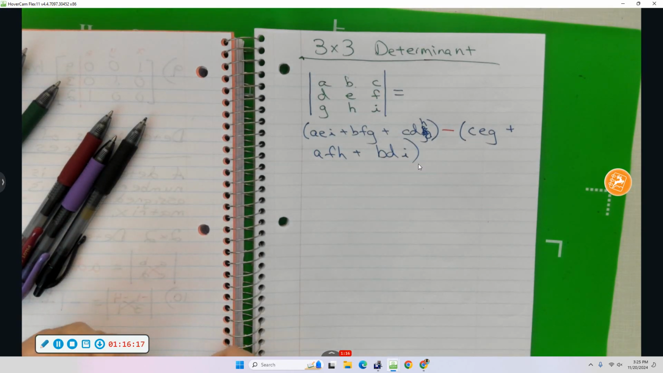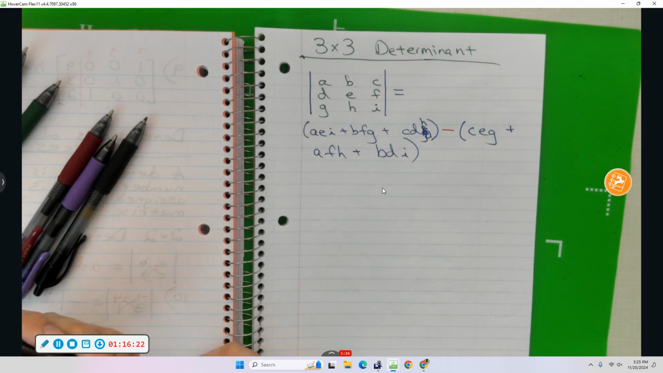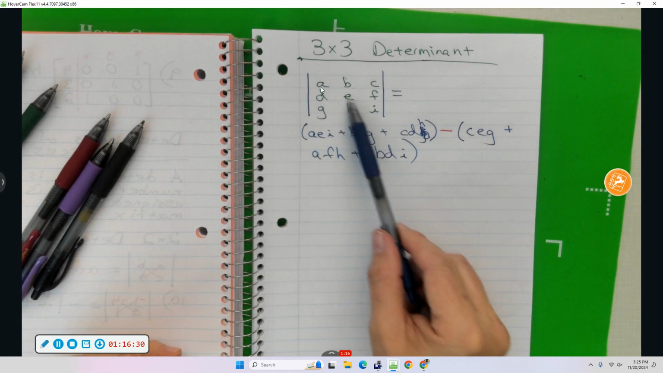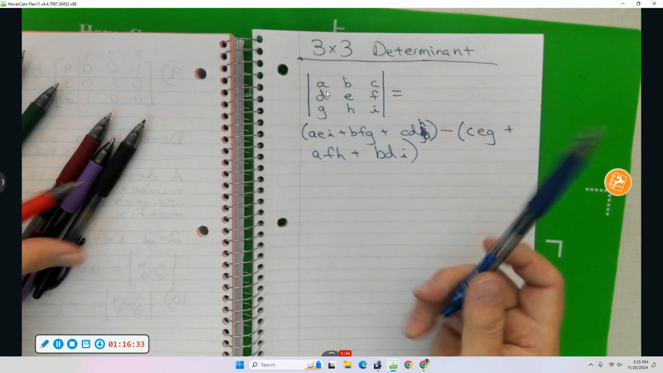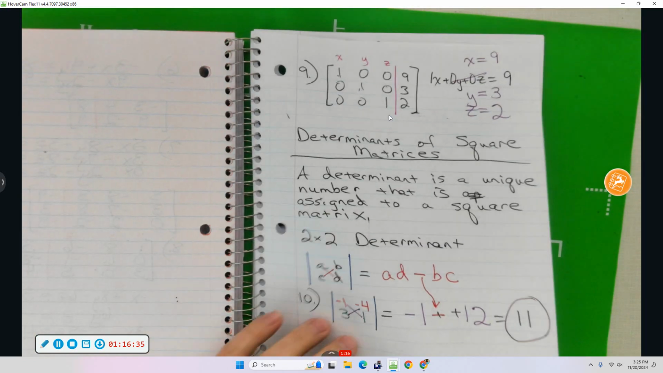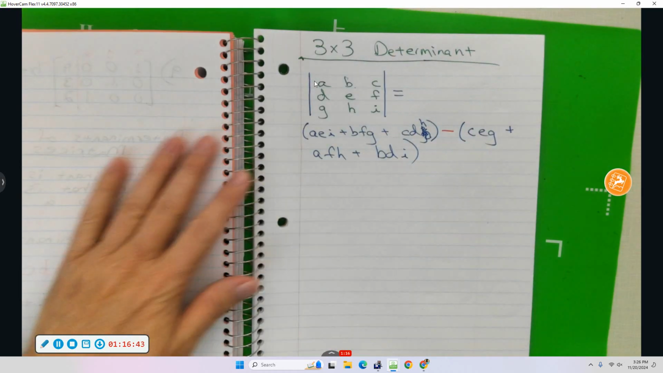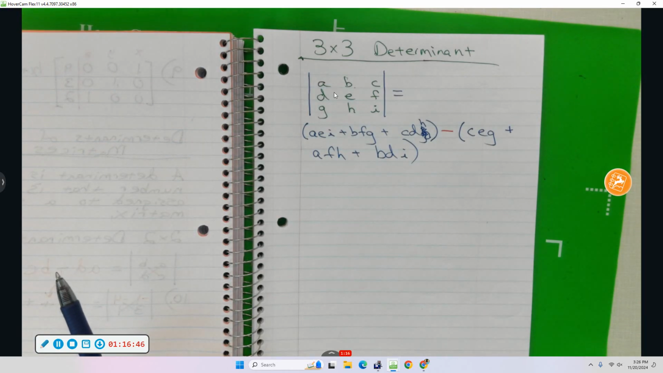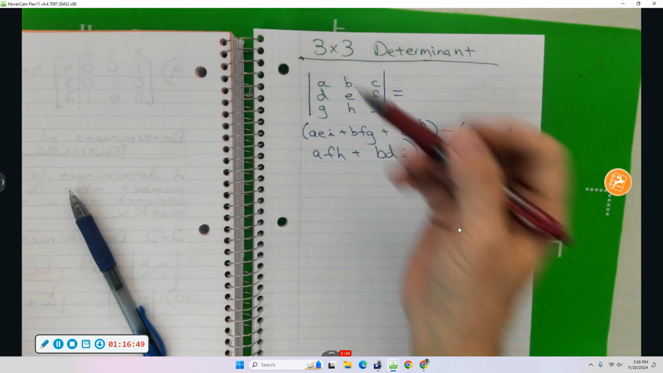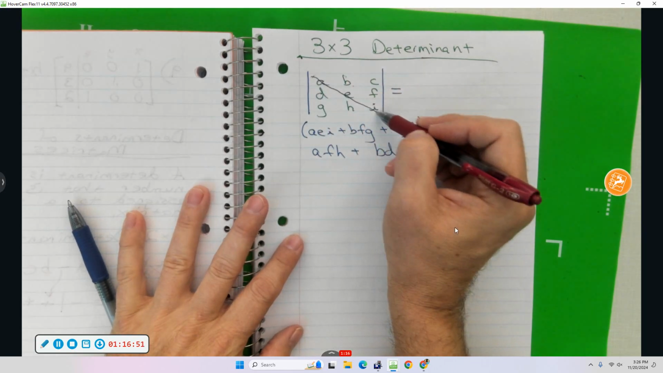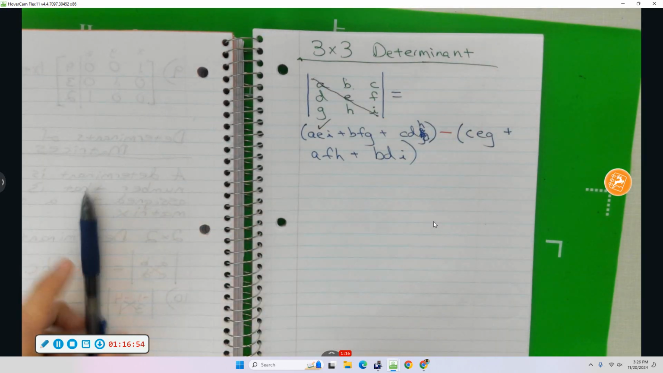Is this a formula you've got to memorize? No. It's a pattern you've got to remember. Do y'all see the pattern? I bet you see the first one, A-E-I. There's more than just 2 diagonals. With a 2 by 2 determinant, there's only 2 diagonals, one falling from left to right minus one falling from right to left. So here we have that first one, A times E times I.